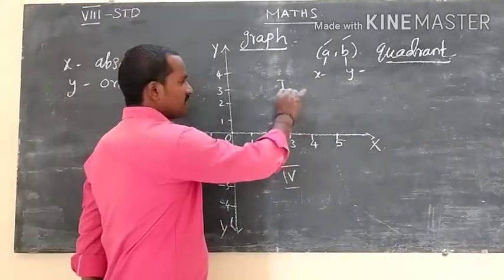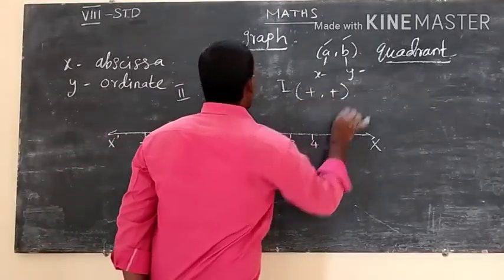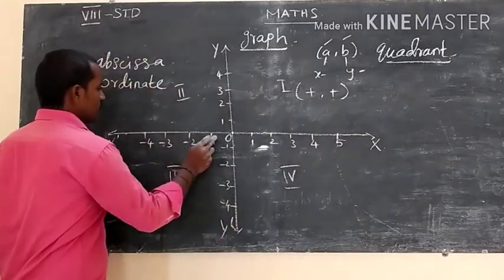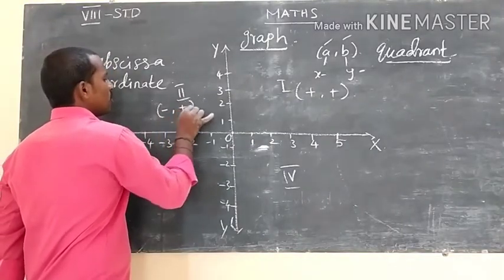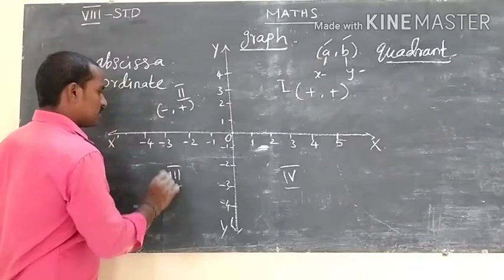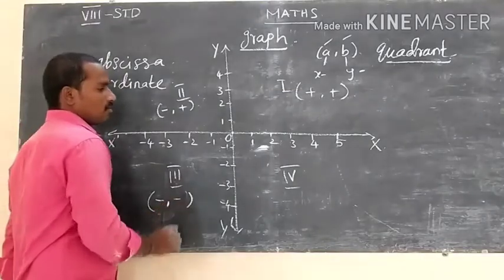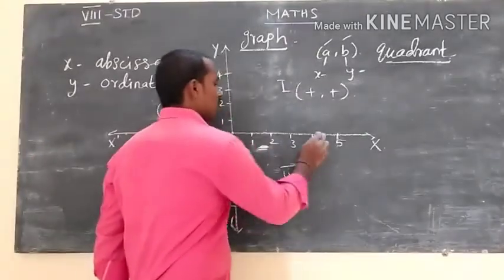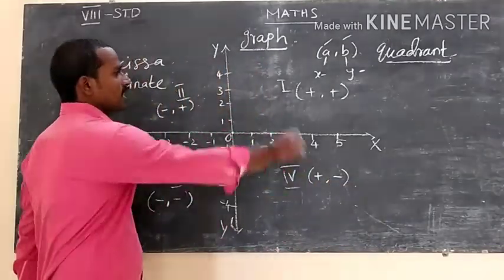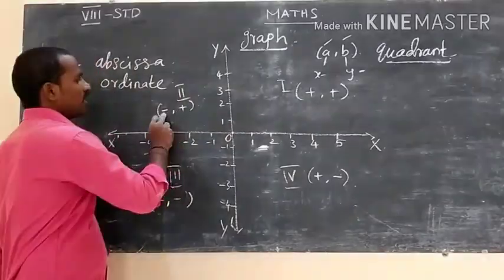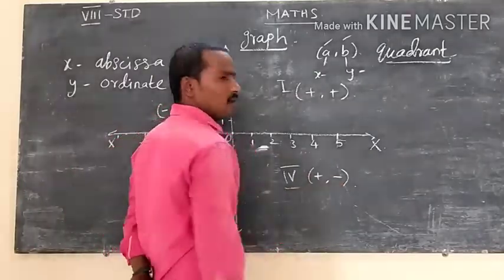Then the signs. The first quadrant has plus comma plus. In the second quadrant the x value is minus and the y value is plus, so minus comma plus. In the third quadrant the x value is minus and the y value is also minus, so minus comma minus. In the fourth quadrant the x value is plus and the y value is minus, so plus comma minus.